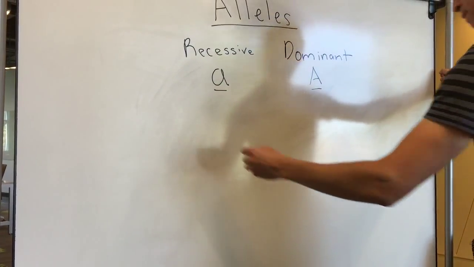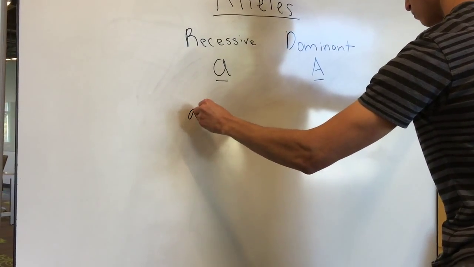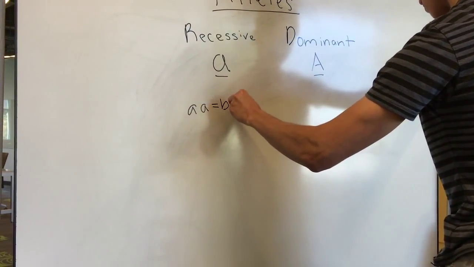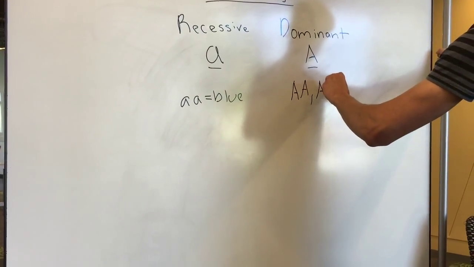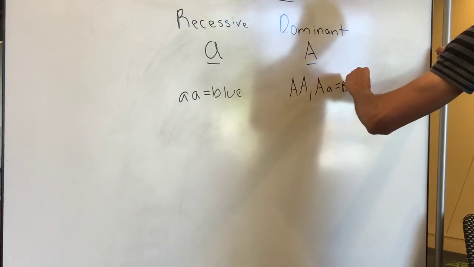As you can see in this example, either one or two dominant alleles will produce a certain physical trait, brown eyes in this case. But the only case where a person can have blue eyes is when two recessive alleles are paired together.